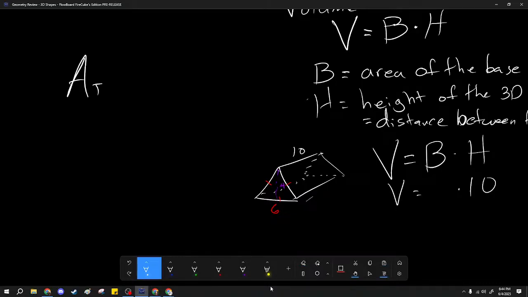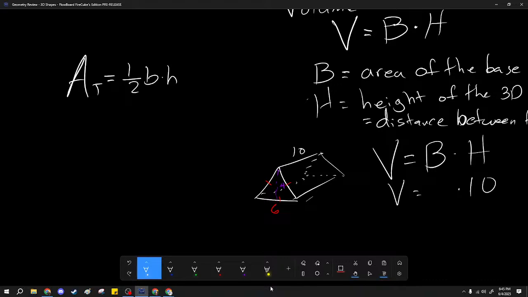Area of a triangle. Whenever I put a subscript, I will say it out loud. Area of a triangle is equal to 1/2 base times height. Here is where the confusion happens. Capital B is the area of the base of the 3D figure. Lowercase b is the base of the triangle. Capital H is the height of the 3D figure, the distance between the two bases. Lowercase h is the height of the triangle.